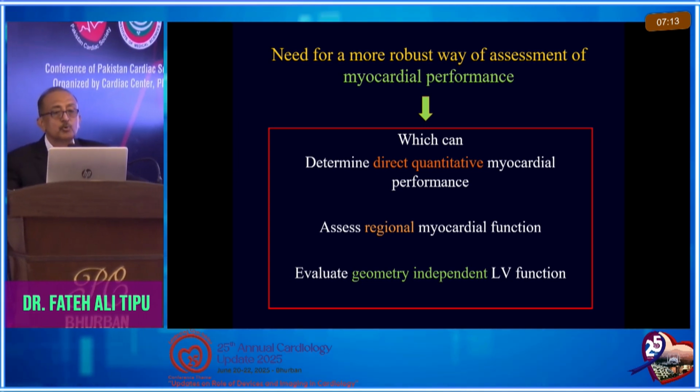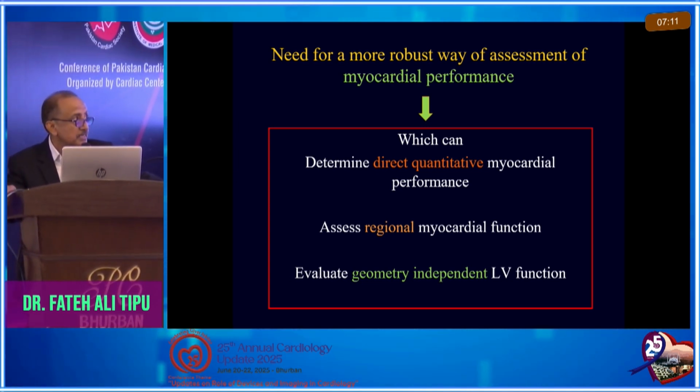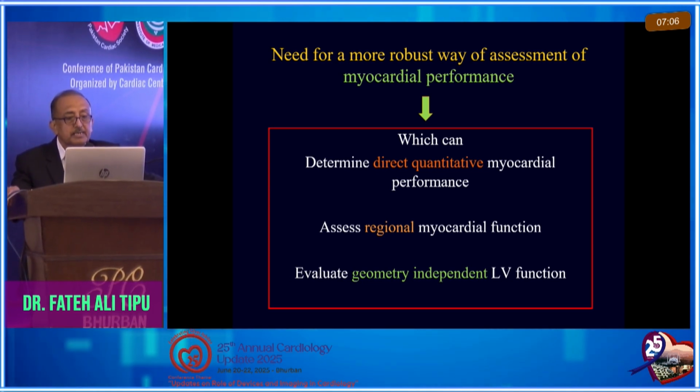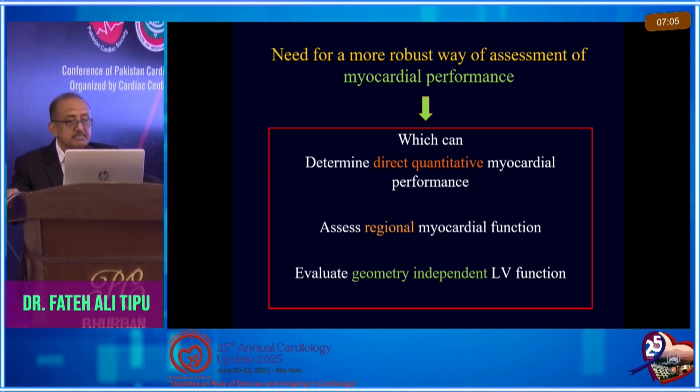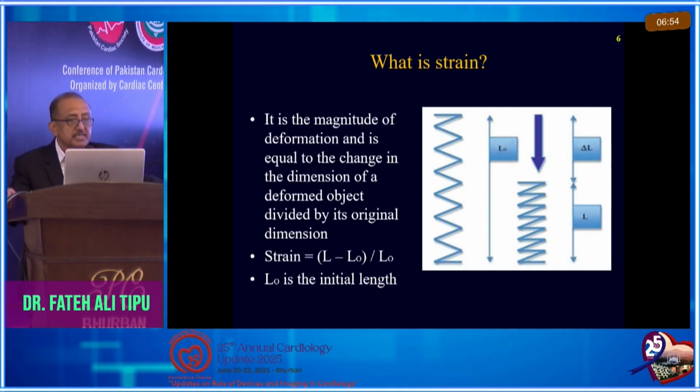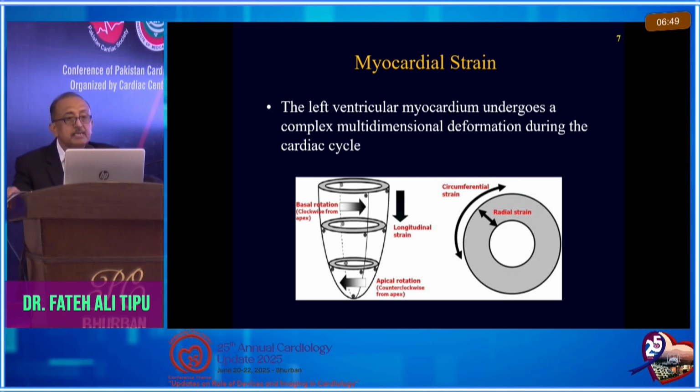So there was a need for a more robust way of assessment of myocardial performance, which can determine the direct quantitative myocardial performance and also assess the regional myocardial function and evaluate geometry independent LV function. And in fact, myocardial strain fulfills all these criteria. So what is the strain? It is the magnitude of deformation. I'm not going into detail of that.